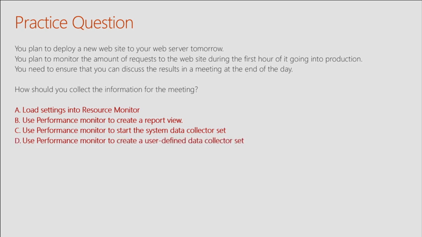D, Performance Monitor, to create a user-defined data collector set. Now, you could have said C, possibly System Data Collector Set. We want to specify specific things here. We want to look for IIS, it's a website, so we want to look for IIS counters. So we don't just want a general server performance thing, we want IIS-specific counters. So that's why we said user-defined in this case. That wouldn't come in the system data. Precisely. Yeah. That's what I said.